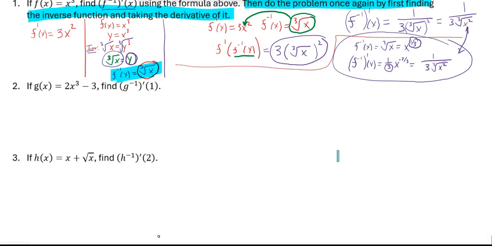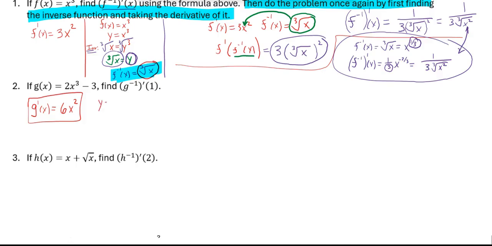All right, number 2, if g of x is 2x cubed minus 3, find the derivative of g inverse of 1. So we're going to be plugging in 1 as well. So let's go through the steps. So g prime of x equals, taking the derivative of this using the power rule, 6x squared for the first term. Derivative of minus 3 is 0, so that's my derivative. And then I want to find the inverse function itself. There's multiple ways to do this, but let's just go ahead and go through the inverse so you can see it one more time.